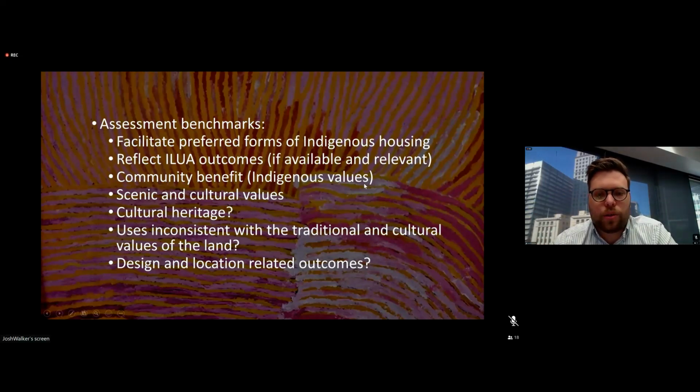You might also look at, instead of encouraging, provisions where there are uses that are inconsistent with the traditional and cultural values of the land. So you might be explicit in saying these types of uses or this form of development isn't supported in these locations because of these reasons. That might be an approach as well. And again, it comes down to the overall approach that's being taken in the scheme.